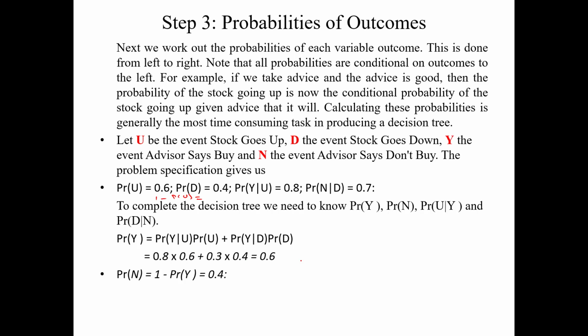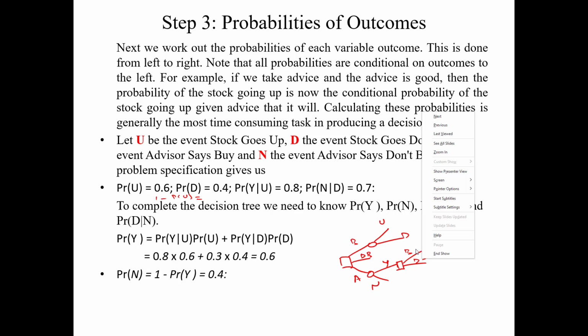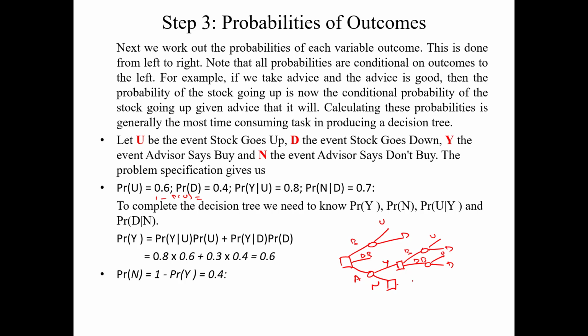Let me construct this decision tree for you. So buy, don't buy, and advice. So this will be going up, down. The advisor says yes, invest. He says no. Then you will take the decision. If he says yes, buy and don't buy. Then up, and this is down. Similarly, up, and this is down. If he says don't go, then you will take the decision, buy and don't buy.